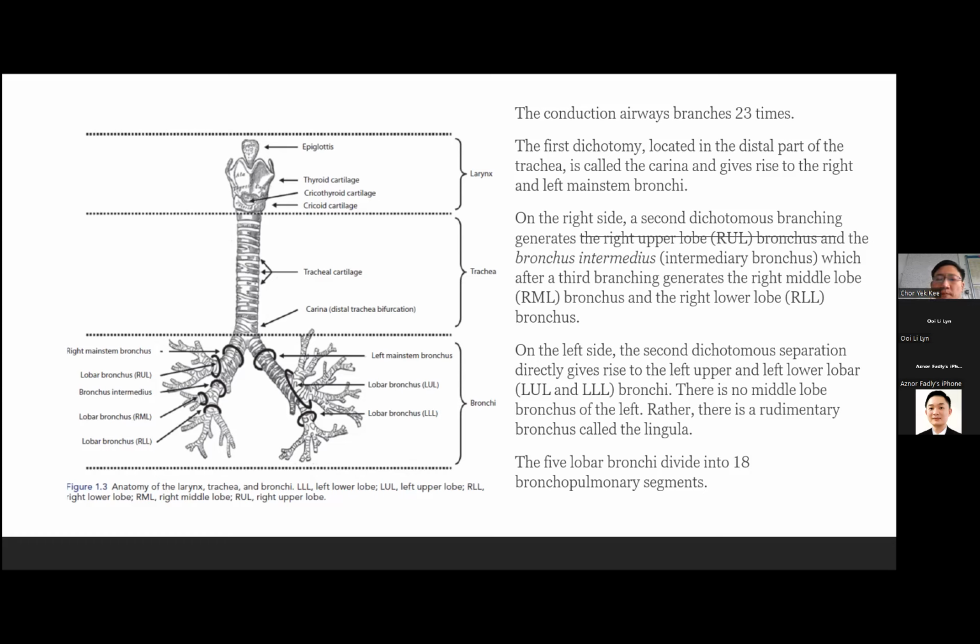On the left side, on the other hand, the second dichotomy only gives rise to left upper and left lower bronchus. There's no middle lobe bronchus on the left, but rather there is a rudimentary bronchus called the lingula. So these 5 lobar bronchi are further divided into 18 bronchopulmonary segments.